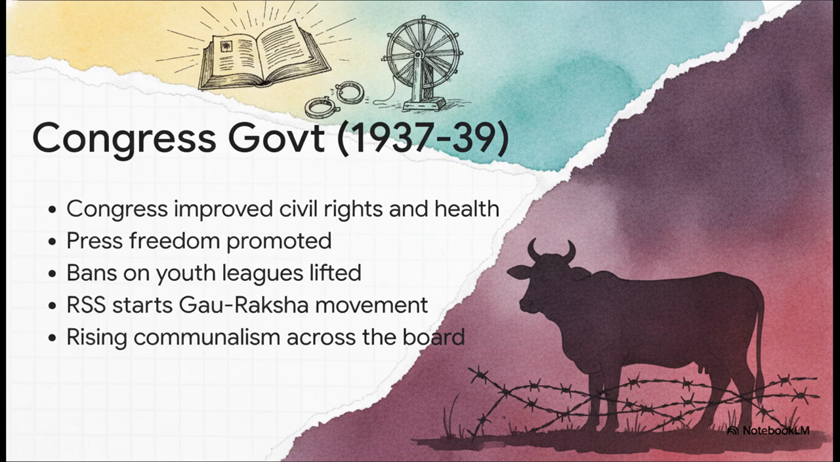Between 1937 and 1939, the Congress government actually achieved some pretty significant work: prison reform, sanitation, promoting khadi, lifting bans on the Hindustan Seva Dal, and removing books from blacklists to ensure press freedom. But right alongside those civic reforms, groups like the Hindu Mahasabha and RSS initiated the Gau Raksha movement, and the source notes clearly indicate this further amplified communalism across the board.